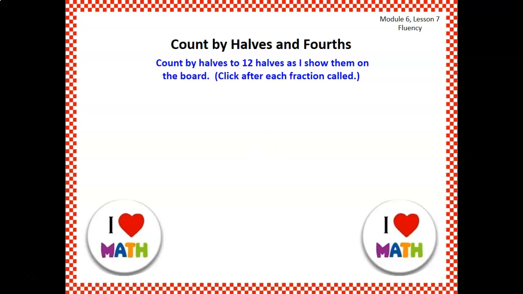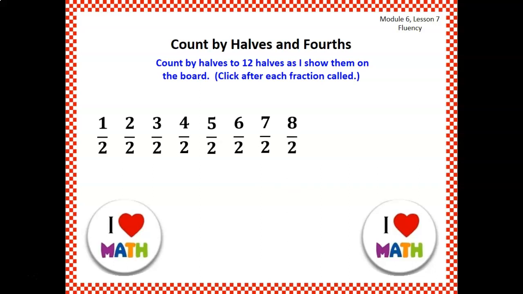Now to count by halves, we know that 2 halves is 1, so that's where we'll start. 1 half, 2 halves, 3 halves, 4 halves, 5 halves, 6 halves, hope you're saying it with me, 7 halves, 8 halves, 9 halves, 10 halves, 11 halves, 12 halves.